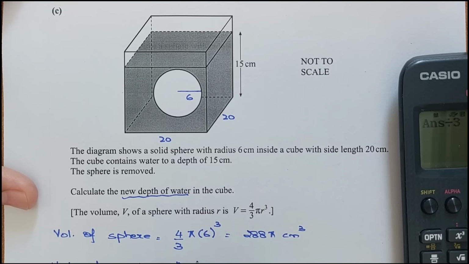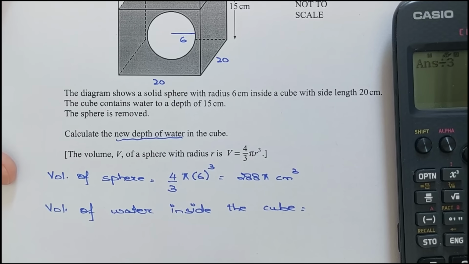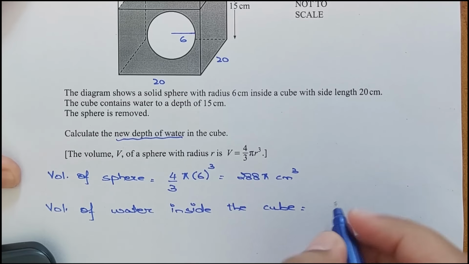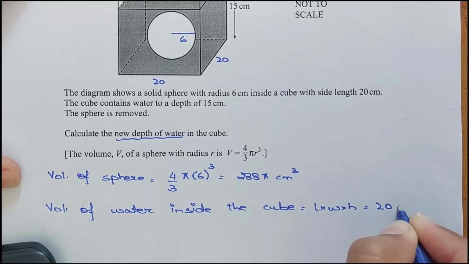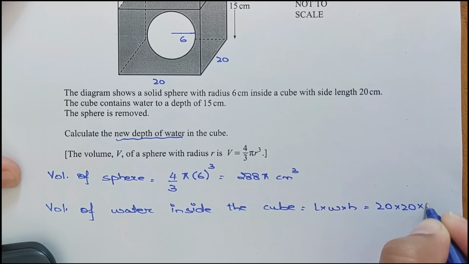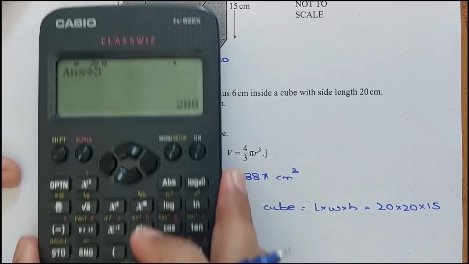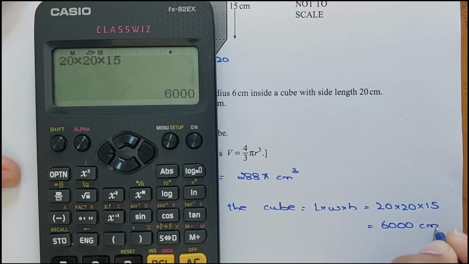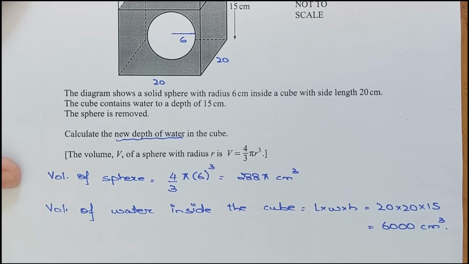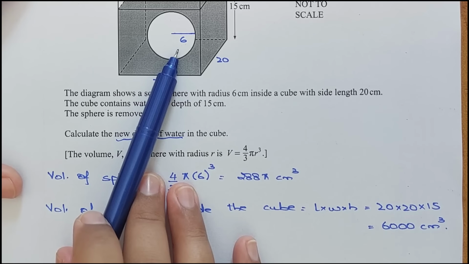inside the cube. So the volume of a cube is length into width into height, right? So length, width and height. Length is 20, width is 20, and the depth is 15 when the water is inside. So 20 into 20 into 15, this is 6,000 centimeter cube. All right. Now what we're going to do is, the sphere is removed.